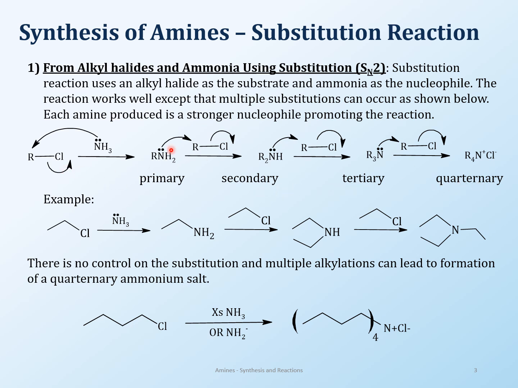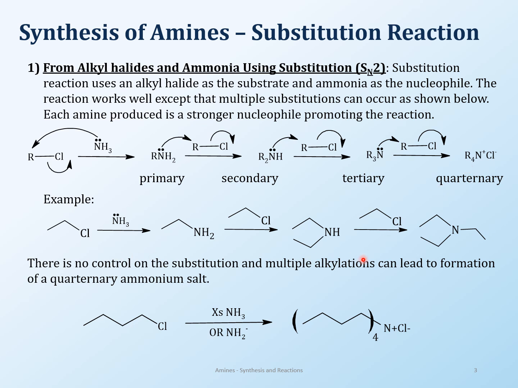Each of the amines that is synthesized now becomes a good nucleophile, and that nucleophile will then start reacting with the substrate. And then you start getting more and more reactions until you get to quaternary amine. All the R groups are going to be the same here because everything is happening in the same way. So that's what ends up happening with this kind of reaction.